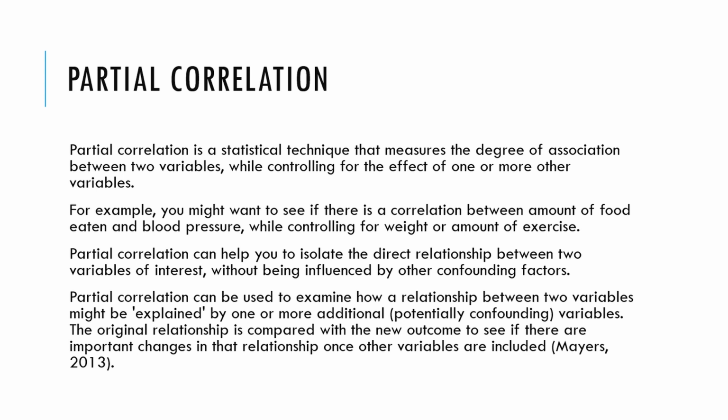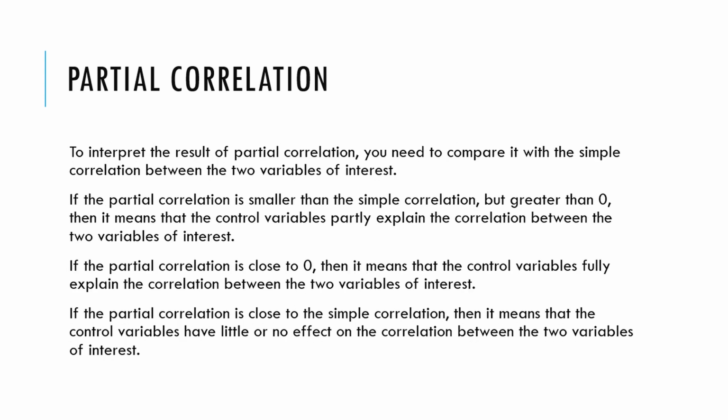Partial correlation can help you to isolate the direct relationship between two variables of interest without being influenced by the confounding factors. It can be used to examine how a relationship between two variables might be explained by one or more additional, potentially confounding variables. The original relationship is compared with the new outcome to see if there are important changes in that relationship once other variables are included. To interpret the results of partial correlation, you need to compare it with the simple correlation between the two variables of interest.